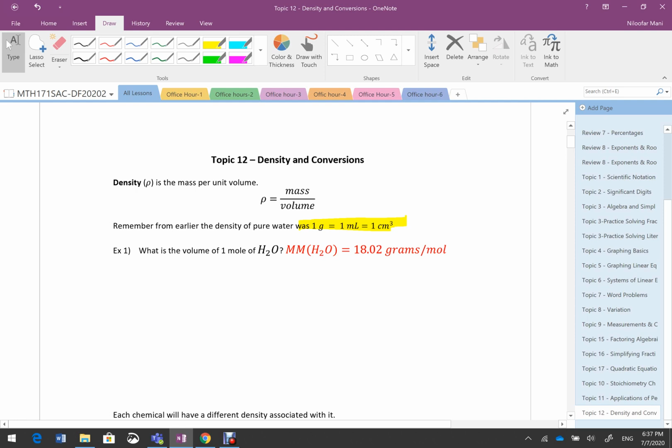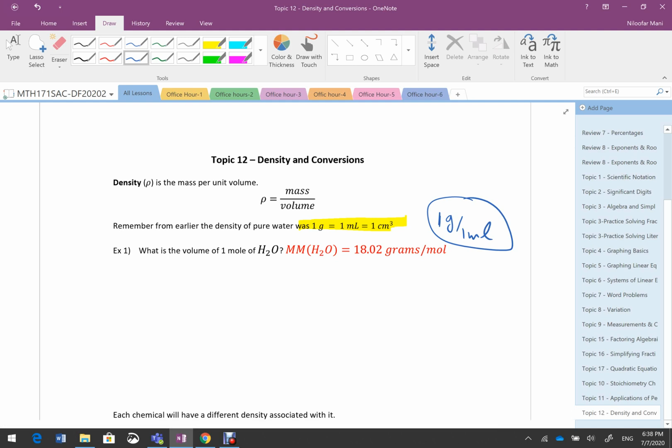So from earlier in conversion topic 9, we had something about pure water, that 1 gram of water was exactly like 1 milliliter of water and 1 centimeter cube, which was a bridge that we talked about before. So 1 gram per 1 milliliter, that can be the density of pure water. Okay, so now we can just do one example very fast.